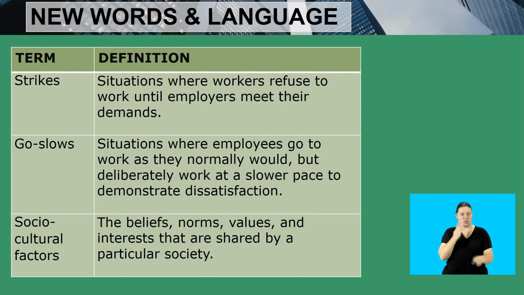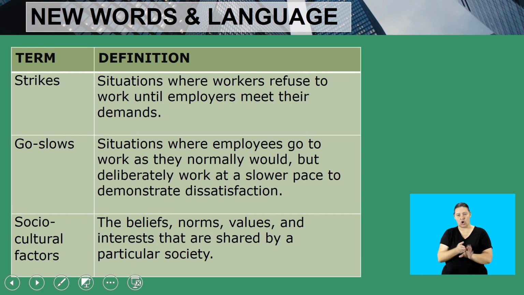Now, let's start with the first word, strikes. Situations where workers refuse to work until employers meet their demands. Then we have go-slows, situations where employees go to work as they normally would, but deliberately work at a slower pace to demonstrate dissatisfaction. Socio-cultural factors, the beliefs, norms, values, and interests that are shared by a particular society.